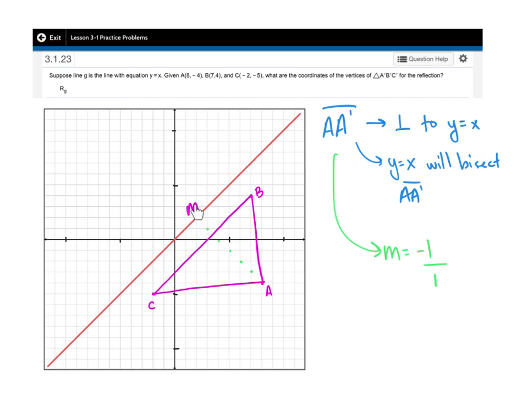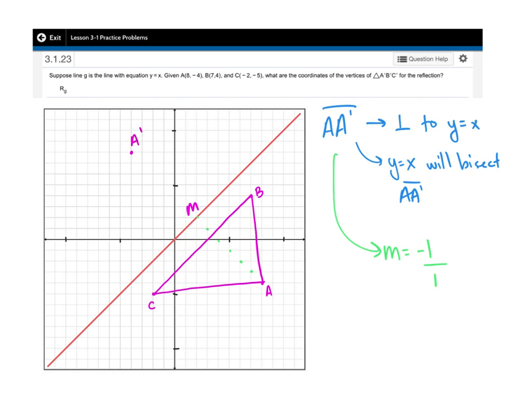So up 1 and left 1 once, twice, 3, 4, 5, 6. That point right there is going to be where A prime would be. And so let's put a point there. I think I lost track of where it was. One second here. So 1, 2, 3, 4, 5, 6. It looks like it would be right there.